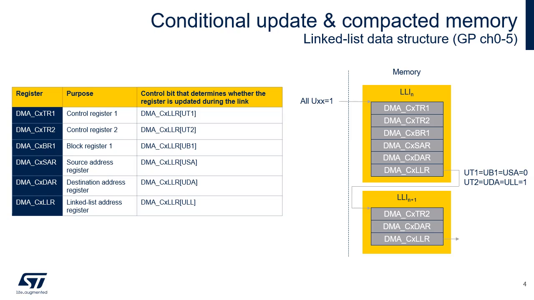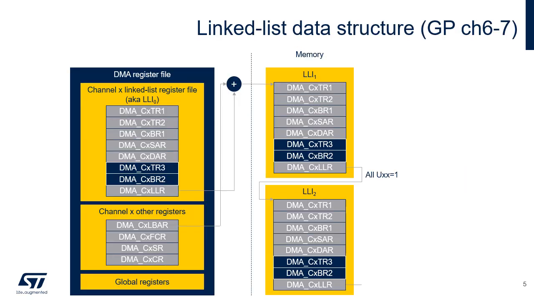This capability of selecting the registers that are updated is very useful to minimize the memory footprint and accelerate the link when consecutive LLIs share common configuration settings. For example, when two consecutive transfers are performed from the same source peripheral, it's not necessary to reprogram the source address. This figure describes the link operation when GPDMA channels 6 to 7 are used.